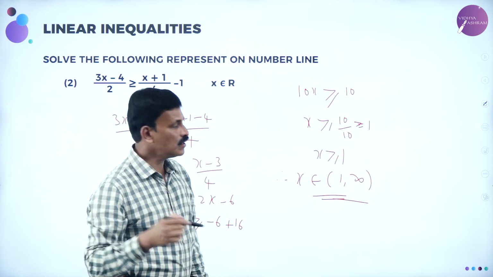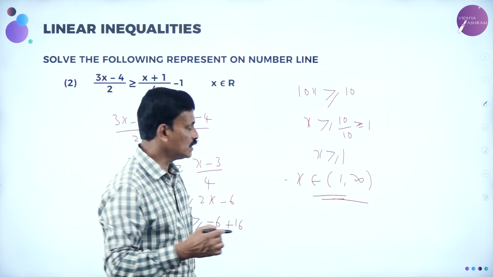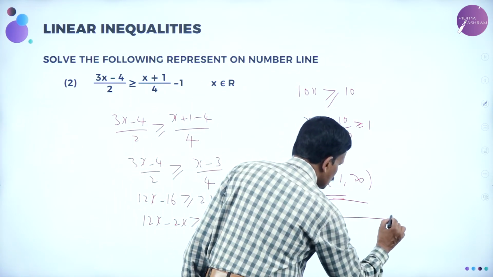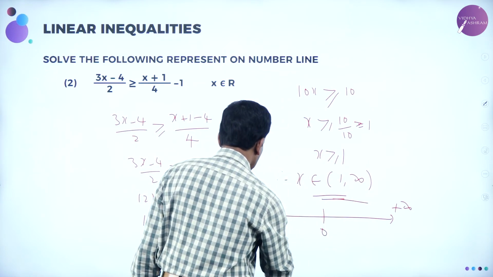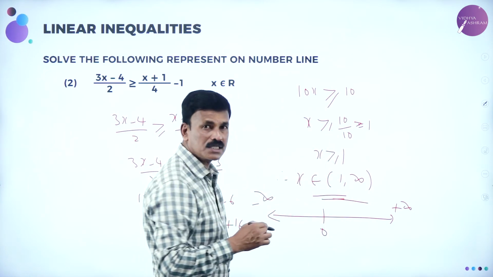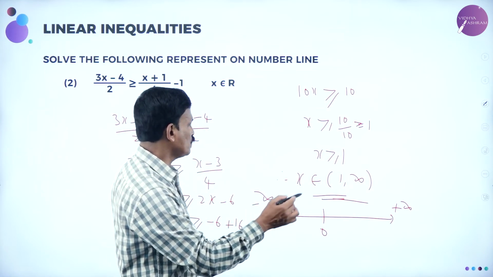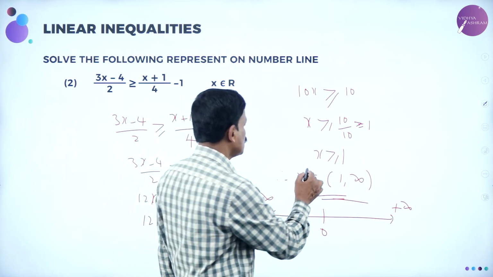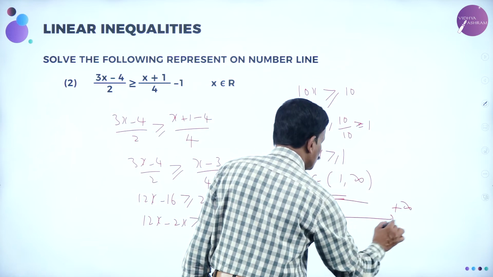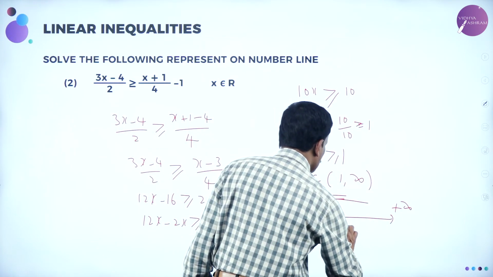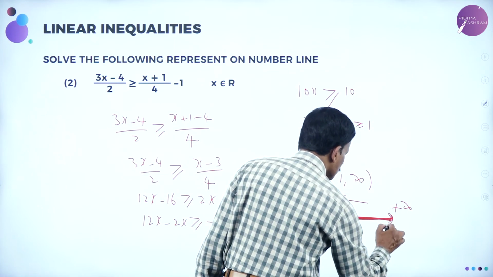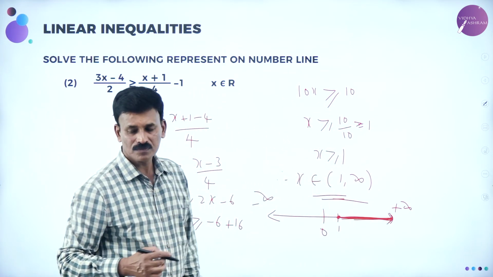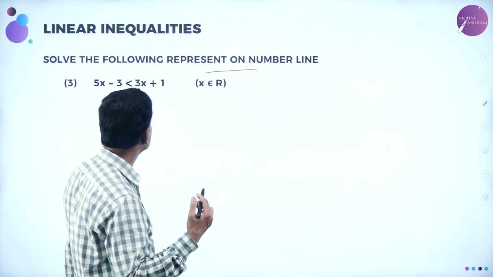That's it. Okay. Now how to represent this set on the number line? So this can be represented, this is plus infinity, 0, minus infinity, and how to represent this on the number line? So x is greater than or equal to, this is 1. So this is greater than or equal to 1, we are going to represent here. That's it. That is a representation. Okay. Now, let us come to the next problem.